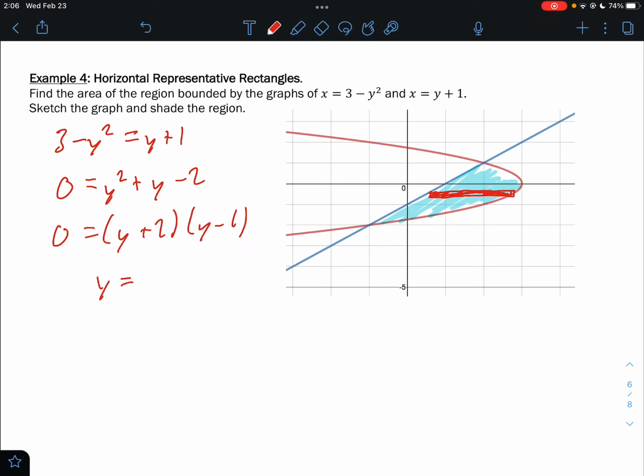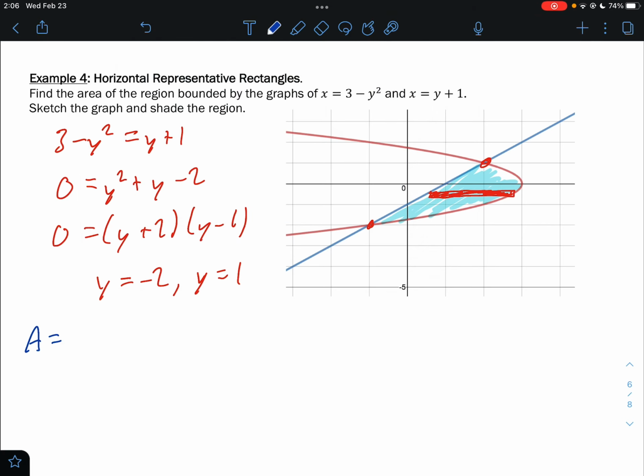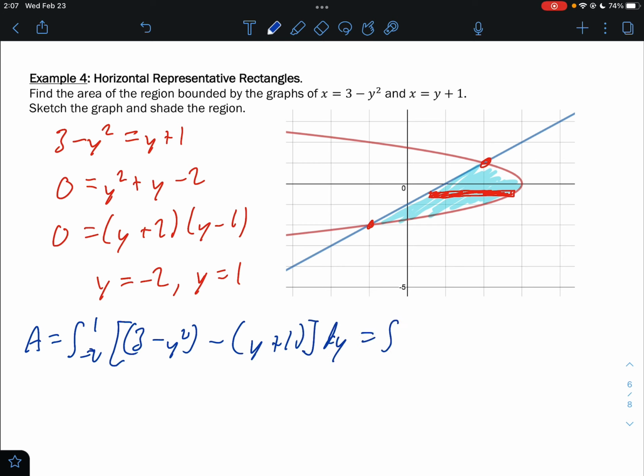And our bounds would be y equals -2 and y equals 1. Y equals -2 and y equals 1. All right, and then our area is going to be the integral from -2 to 1 of the function furthest to the right, which is 3 minus y squared, minus the function furthest to the left, which is y plus 1 dy.